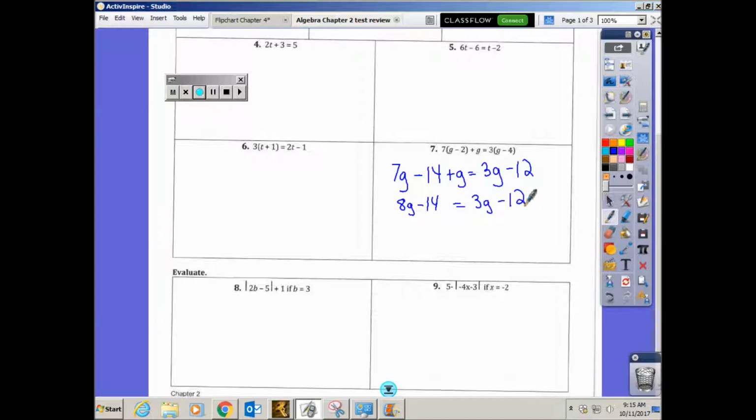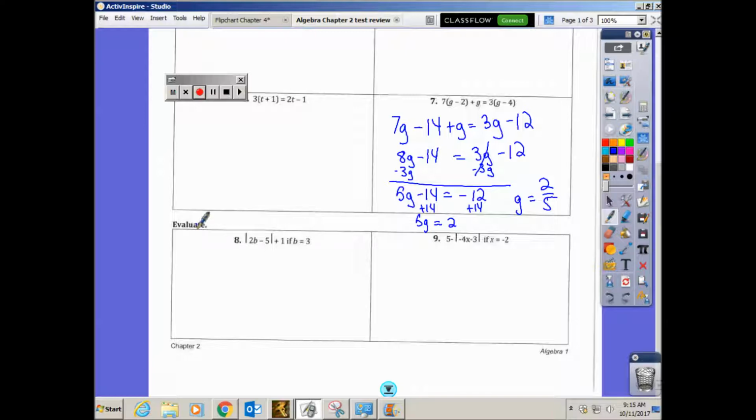So now I say when you're solving with variables on both sides, you first want to get rid of the term with the variable that has the smaller coefficient, the smaller number in front of the g. 8g minus 3g is 5g minus 14 equals negative 12. I can now add 14 to both sides. 5g equals negative 12 plus 14 is 2. So g equals 2/5.